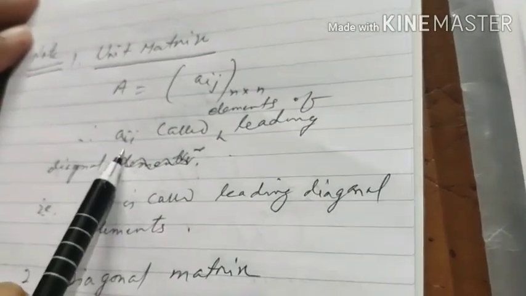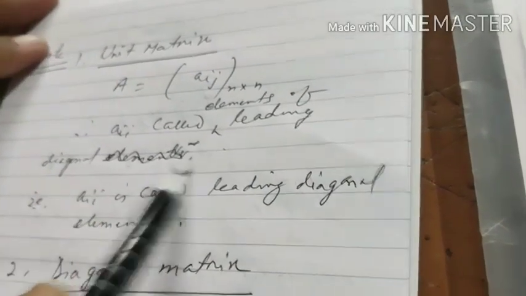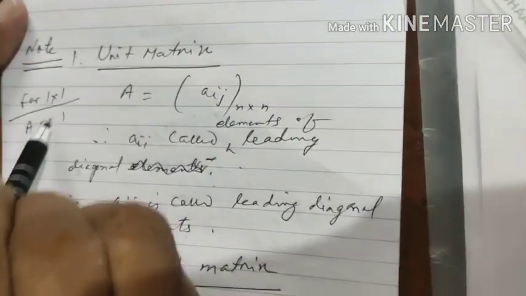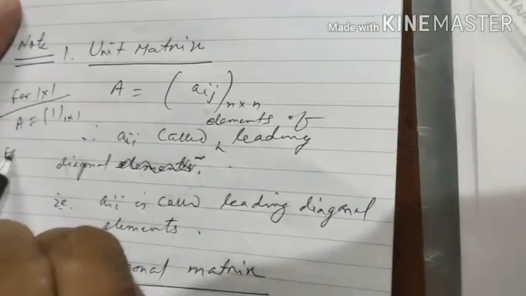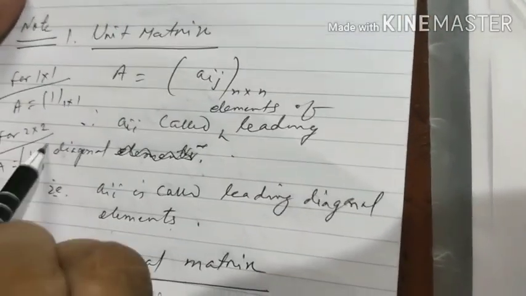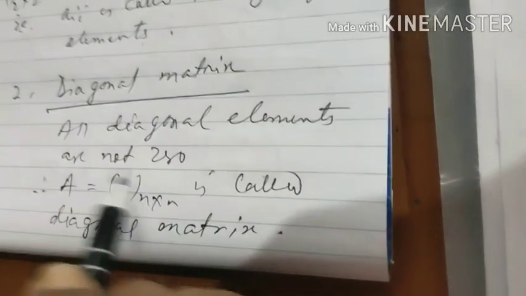Aii are called the elements of the leading diagonal. Next, the unit matrix: A is the elements of a leading diagonal. What is that leading diagonal? Suppose for 1 by 1, A equals only 1. For 2 by 2, A equals 1, 0, 0, 1, and so on. The next one is the diagonal matrix, where all off-diagonal elements are 0, so A is called the diagonal matrix.